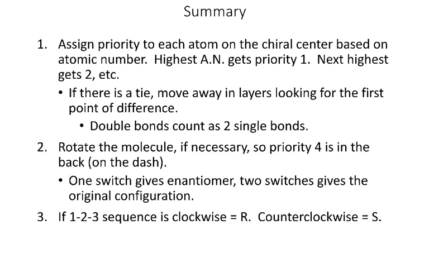Then, if necessary, we need to rotate the molecule so that the group that we assigned a priority 4 is in the back, so that it's on the dash. Remember that 1 switch gives us the enantiomer, 2 switches gives us back the original configuration. Finally, once we have the priority group 4 in the back, if the 1, 2, 3 sequence is clockwise, it's our R configuration. If the 1, 2, 3 sequence is counterclockwise, then we have the S.